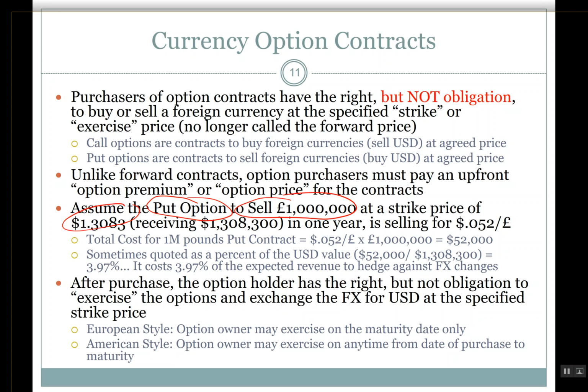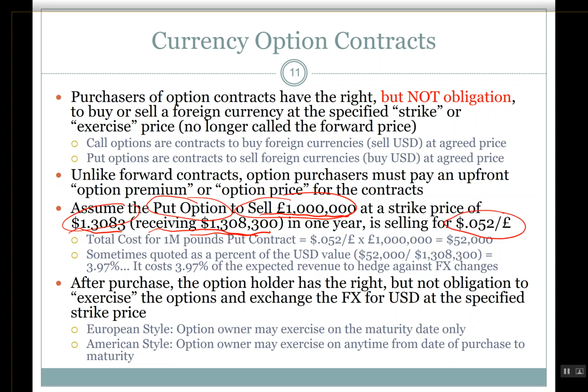I'm sorry, in option world we don't call it the forward price anymore. We call it the strike price, or the exercise price. You just give it a new name. In forward world it's the forward price, in option world it's the strike price or the exercise price. So now you negotiate that I have a put option to sell Goldman Sachs £1,000,000 at 1.3083, which means they're going to exchange £1,000,000 for $1.3 million in 1 year.